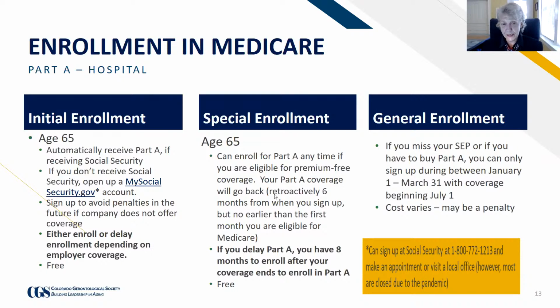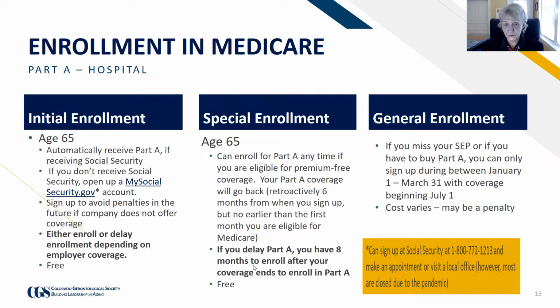If you decide to work until you're 70 and you continue to have this delay, and once you fill it out, you don't have to do it anymore, and now you're age 70, then basically you enroll in Part A after you lose or leave your company insurance. If you do delay Part A, you have 8 months to enroll after your coverage ends. So just make sure that you know that number and that you do it within the time frame.